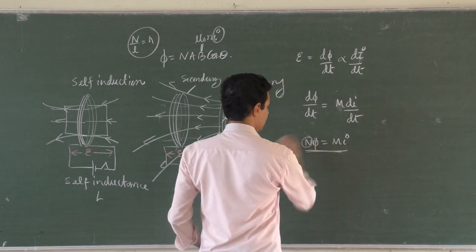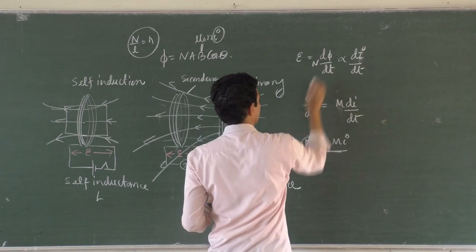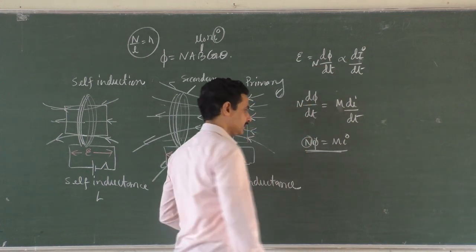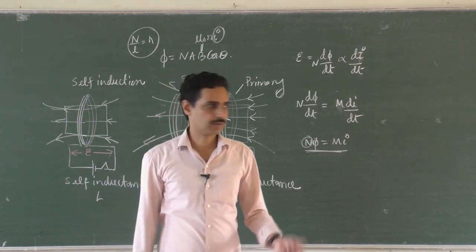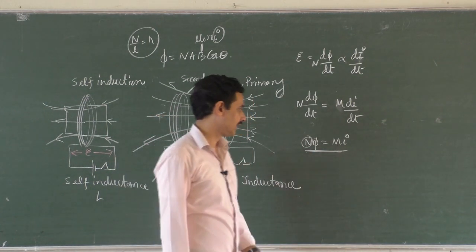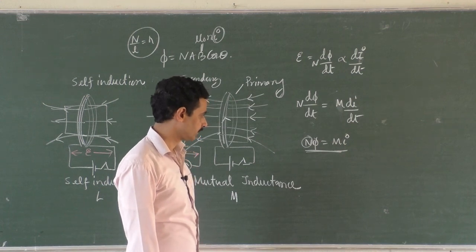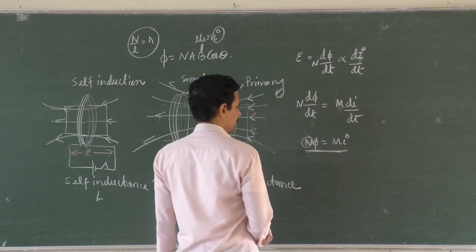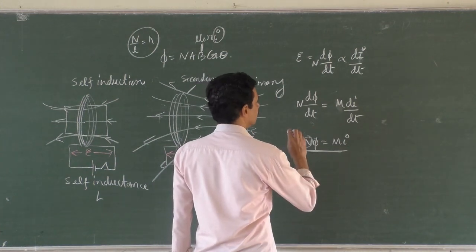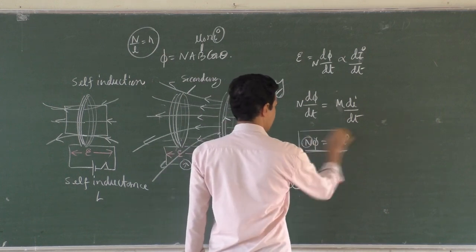N is brought in because it depends on the number of turns. N d phi by dt, I can include this, because the more the number of turns, the more will be the flux linked with the coil. So N phi is equal to Mi. Now you have to define what is mutual inductance.